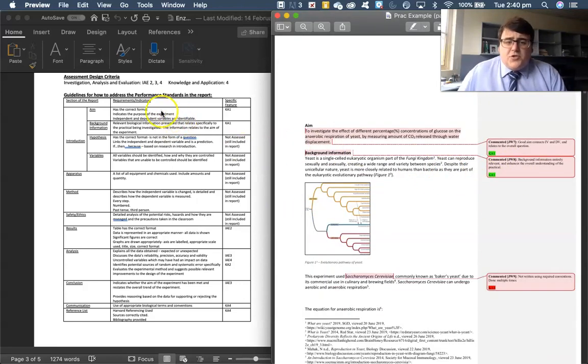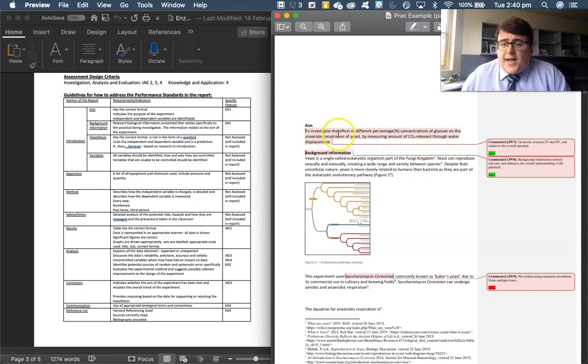Okay, so an aim should be written in the correct format, so it should never start with, the aim of this experiment is to. You should never start with that. It should always be something like to investigate or to observe or something like that. So as you can see the way the student's done this, to investigate the effect of different percentage concentrations of glucose on the anaerobic respiration of yeast by measuring the amount of carbon dioxide released through water displacement. Okay, so in this, he's written in the correct format.